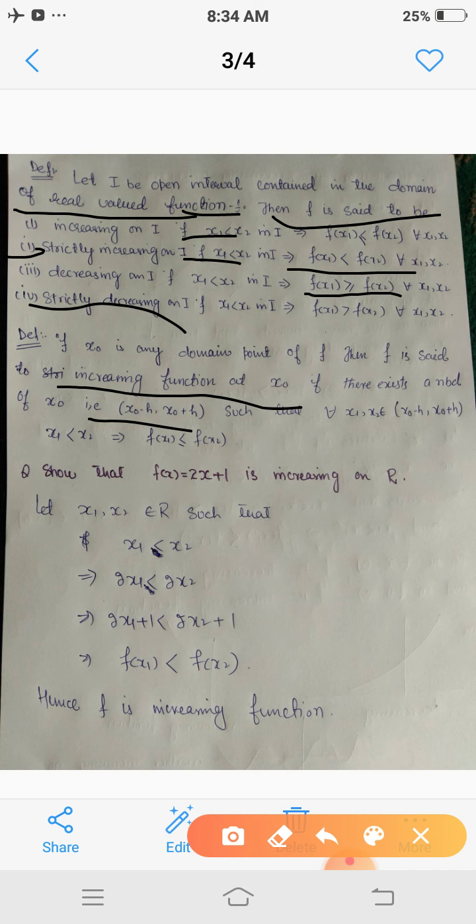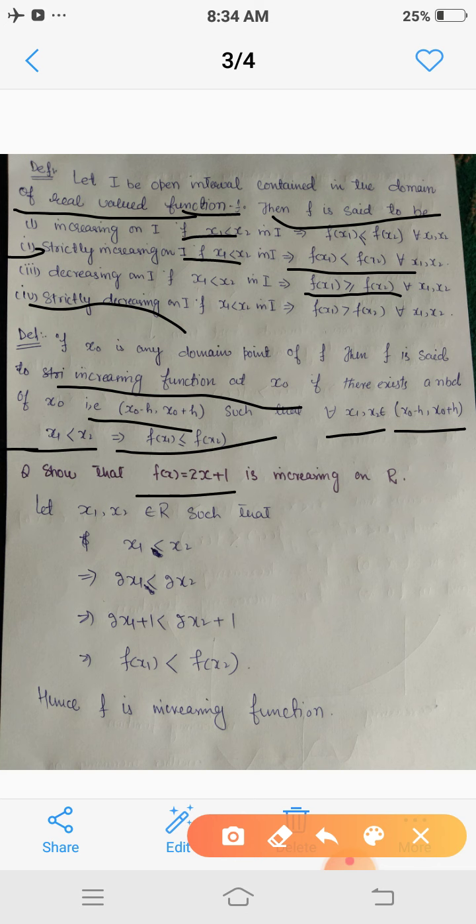So this is a neighborhood such that for all x1, x2 belonging to this interval, that is, if we consider any two points in this interval with the property that x1 less than x2, it implies that f of x1 is less than or equal to f of x2, then we say that the function is increasing at this point. But if x1 less than x2 implies f of x1 greater than or equal to f of x2, then we simply say that at this point the function is a decreasing function.